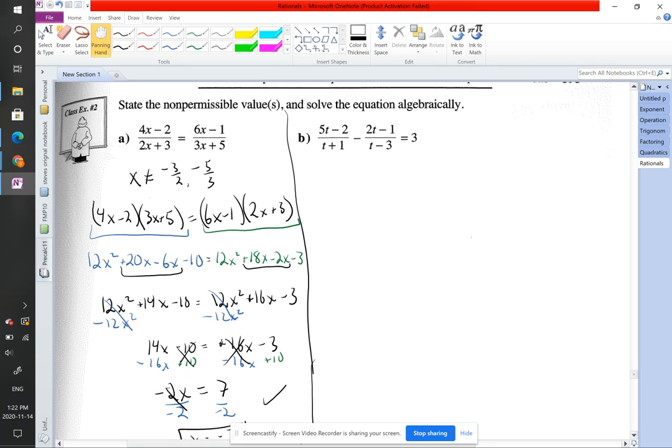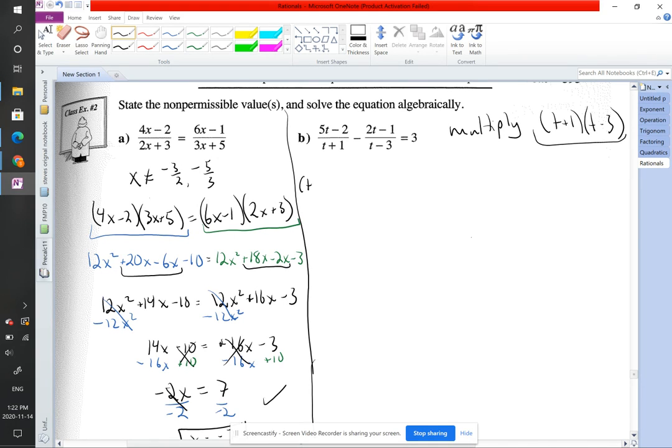All right, the next one. We have 5t minus 2 divided by t plus 1, all subtract 2t minus 1 divided by t minus 3, and that's all equal to 3. So we have multiple terms, so we're looking to multiply every term by the lowest common denominator. So what we're going to do is multiply everything by t plus 1 times t minus 3. If we were making a common denominator, we would be looking to make it that term. So we're going to multiply every term by that.